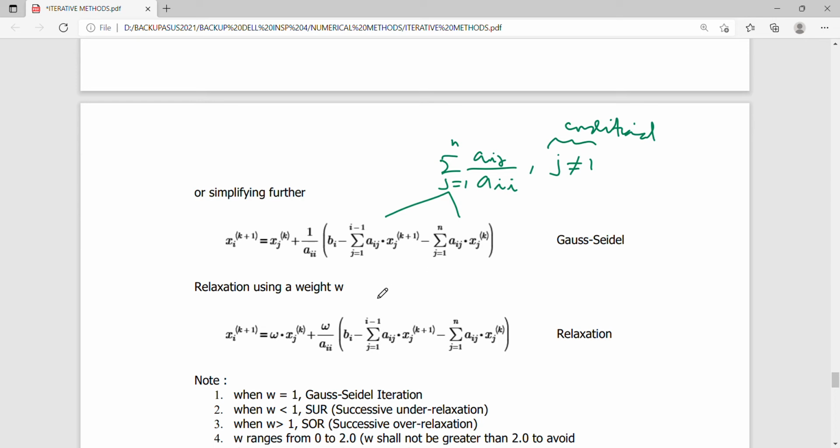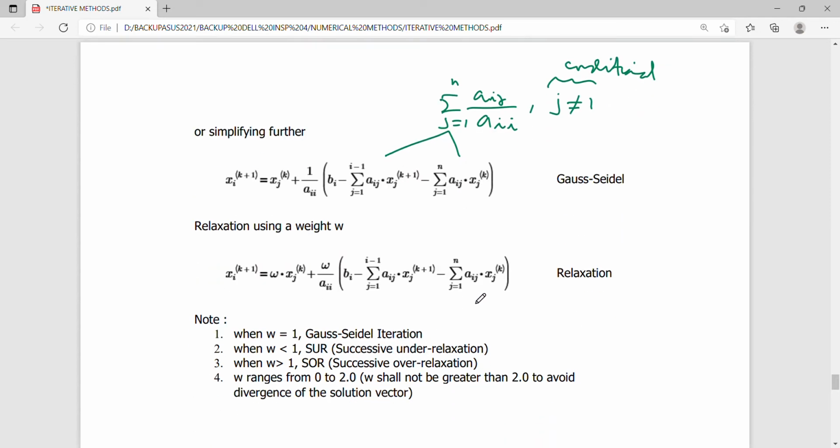And in the relaxation, we simply use a weight w here and add this expression, which is actually a part of the summation j equals 1 to n of aij over aii xj without any restriction of the j not equal to 1 condition. Okay?